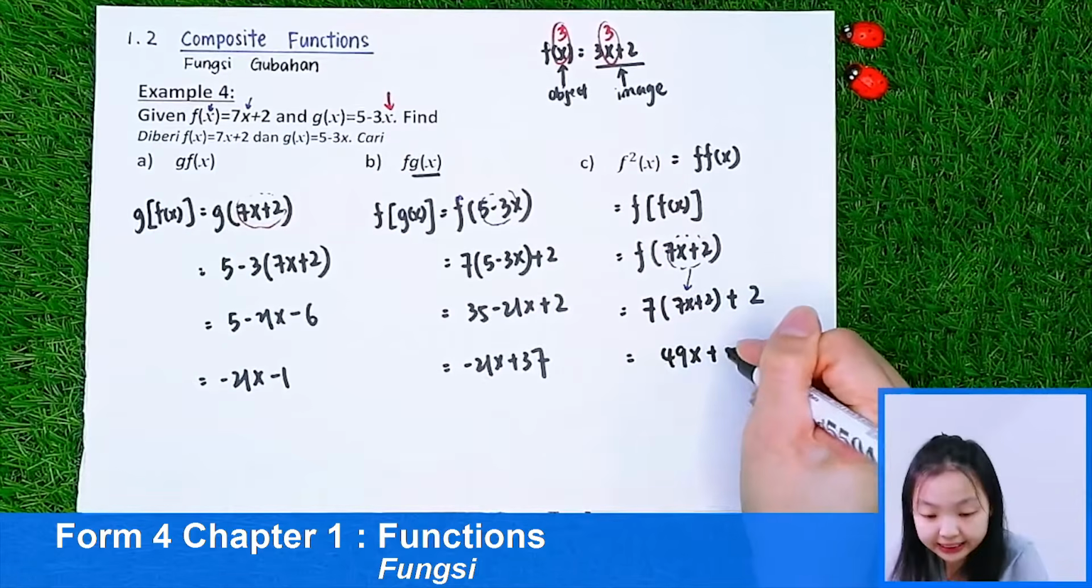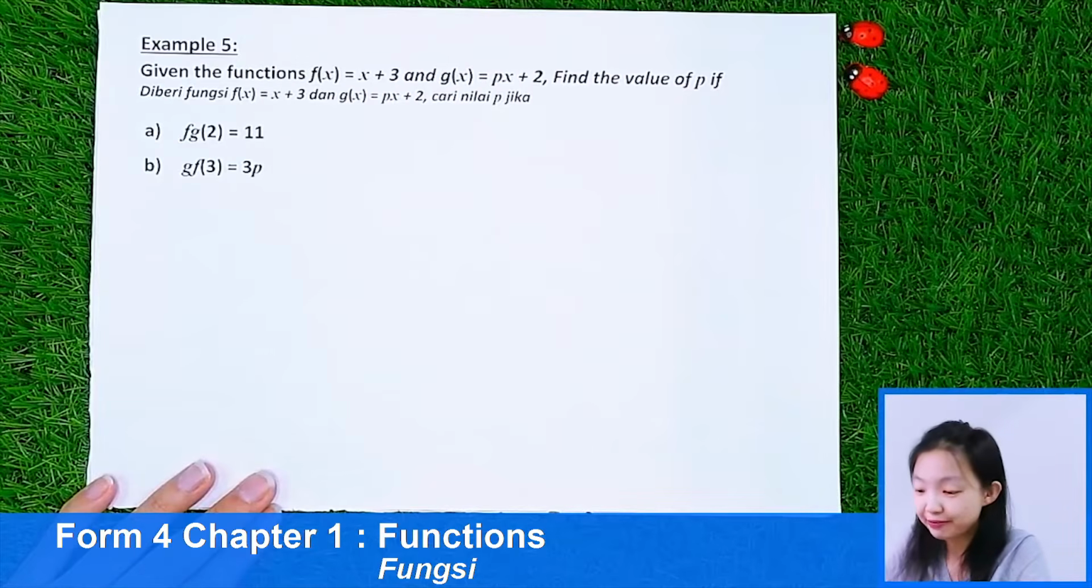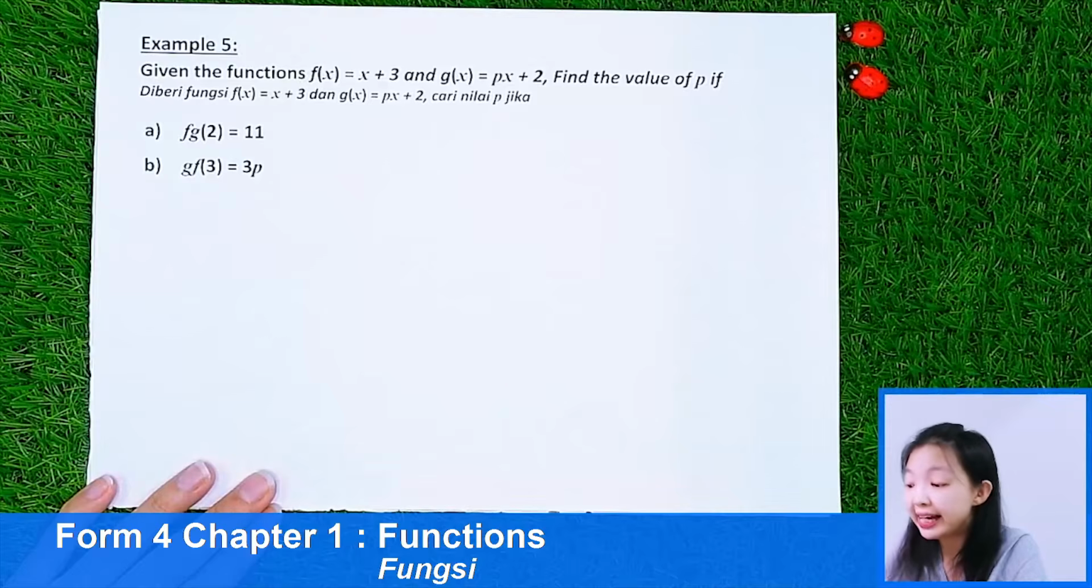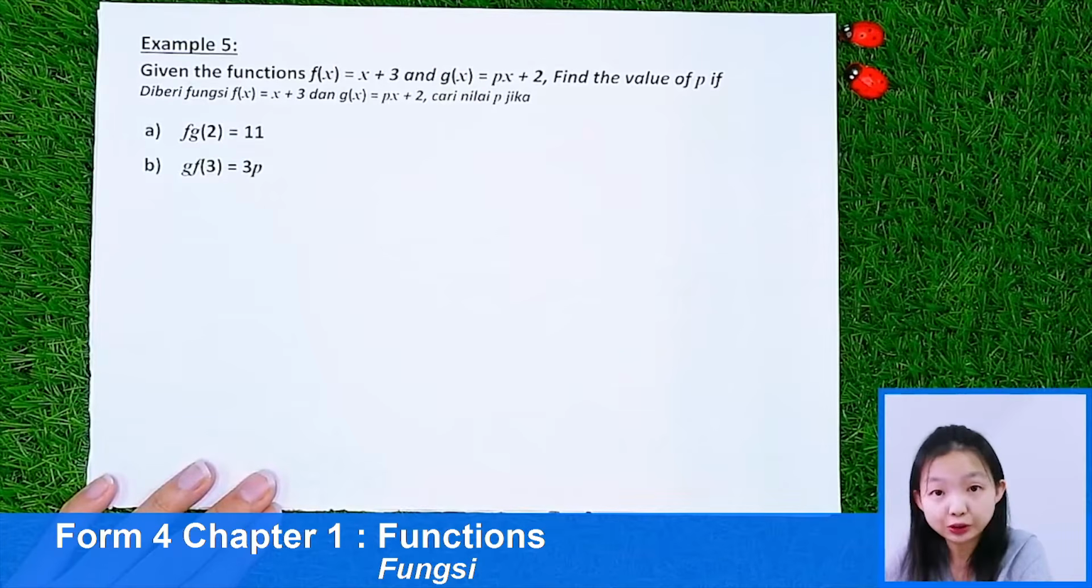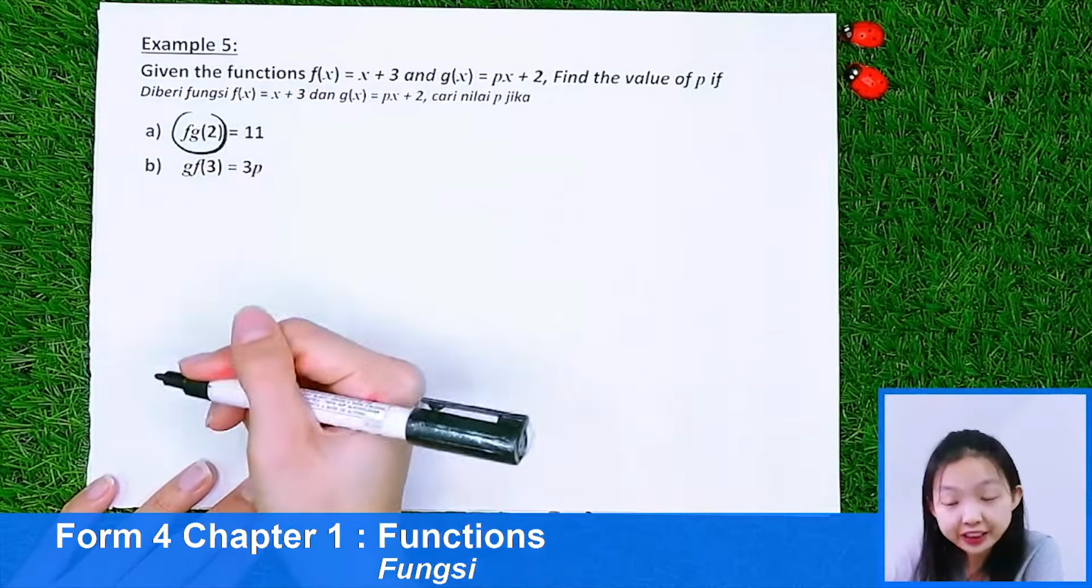49x + 16. Okay, now let us go to example 5. Given the function f(x) = x + 3 and g(x) = px + 2, find the value of p if fg(2) = 11. So this is a composite function.